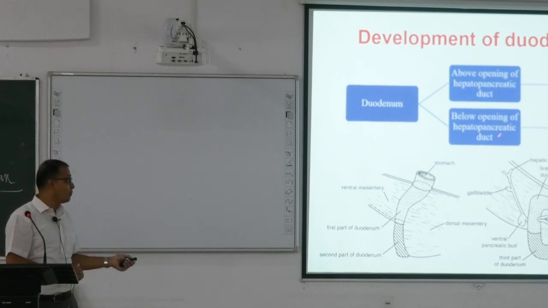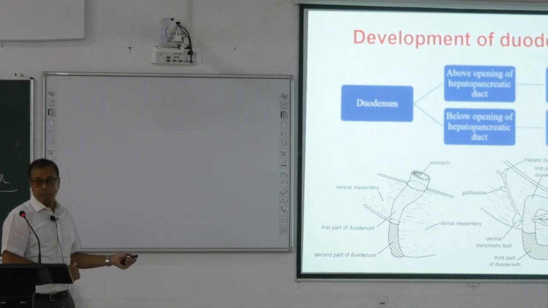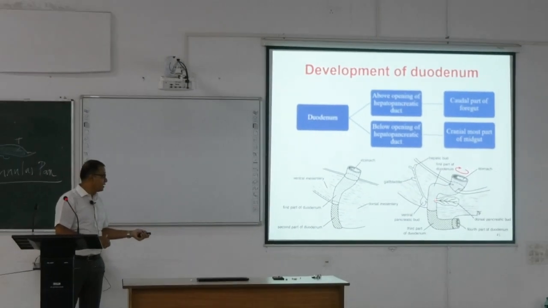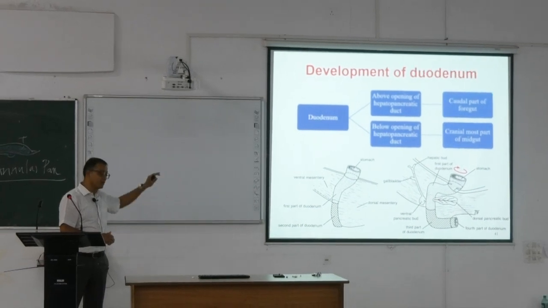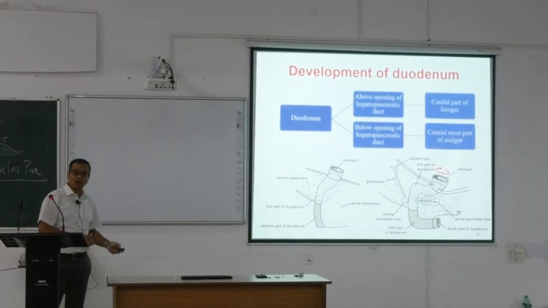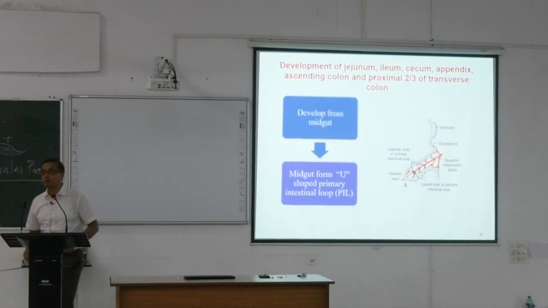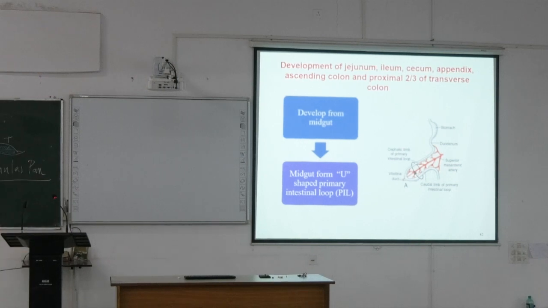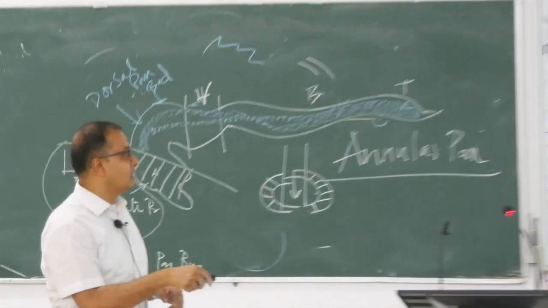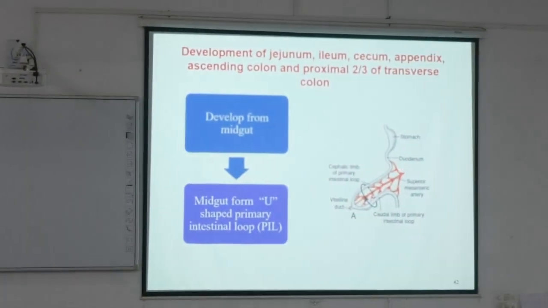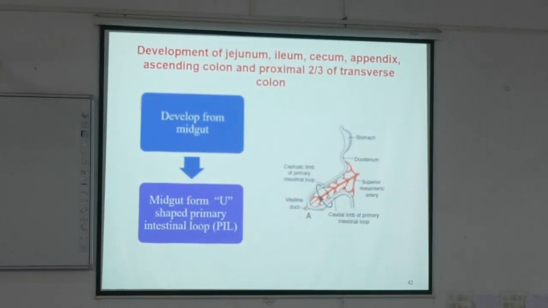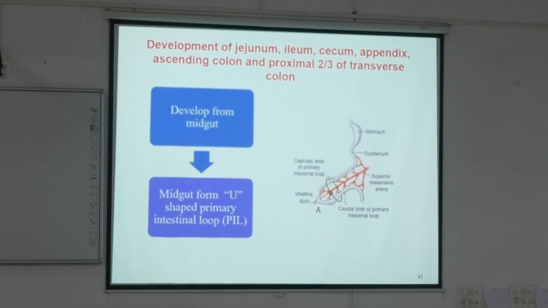We call this the opening of the ampulla of Vater, which receives the openings of the two ducts, the bile duct, known as the common bile duct, and the pancreatic duct. The part above this develops from the foregut, and below it comes from the midgut tube. The rest of the midgut develops from a tube we call the primary intestinal loop, or PIL in short. It looks like a U tube.